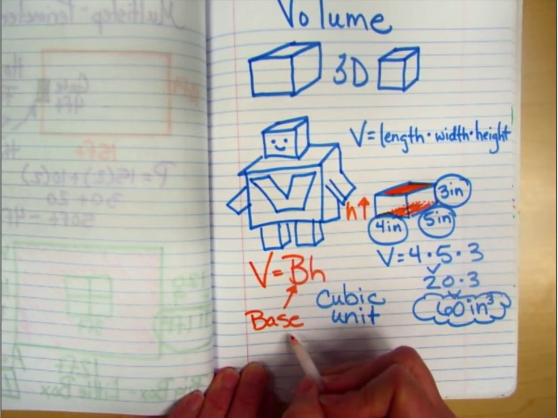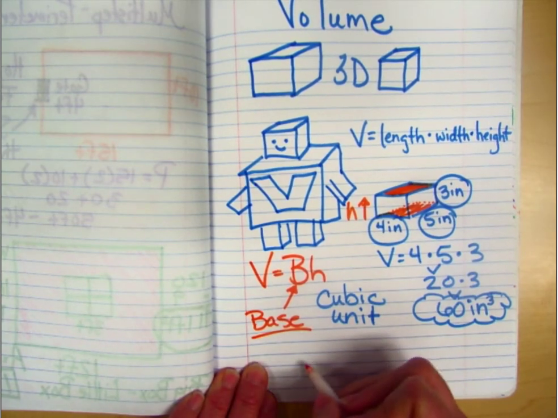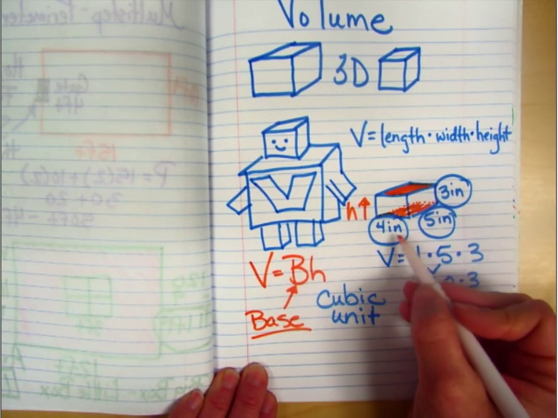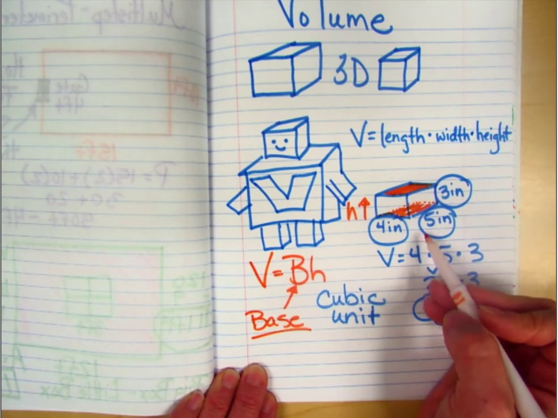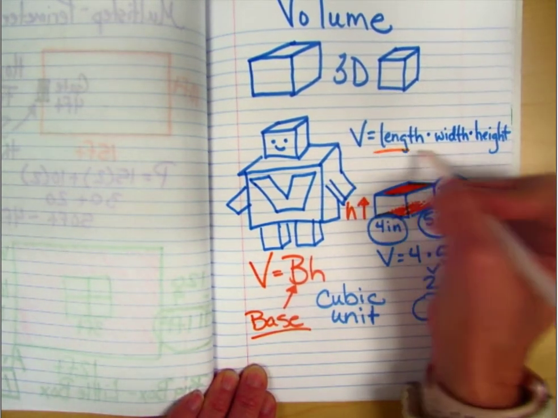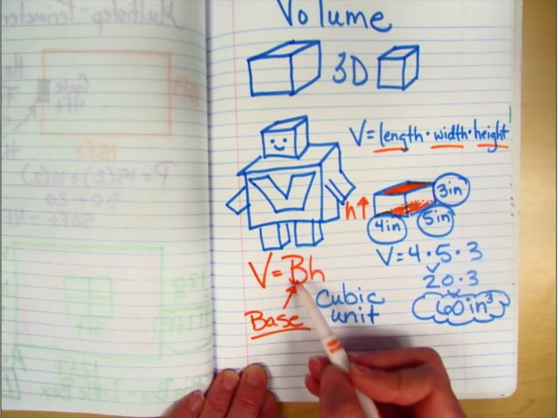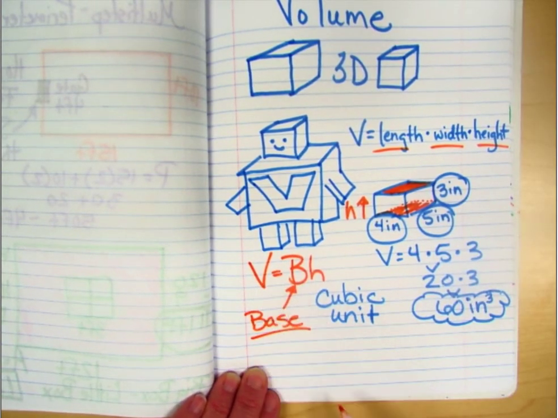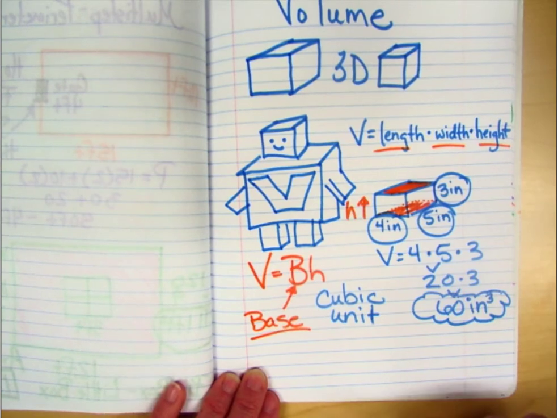So be really careful in these, because if it asks for the base, you're just going to do 4 times 5, which is 20, and then 20 times 3. It's exactly the same as length times width times height. It's just a shorter formula. Actually, I like this better if I'm having to write out a formula.